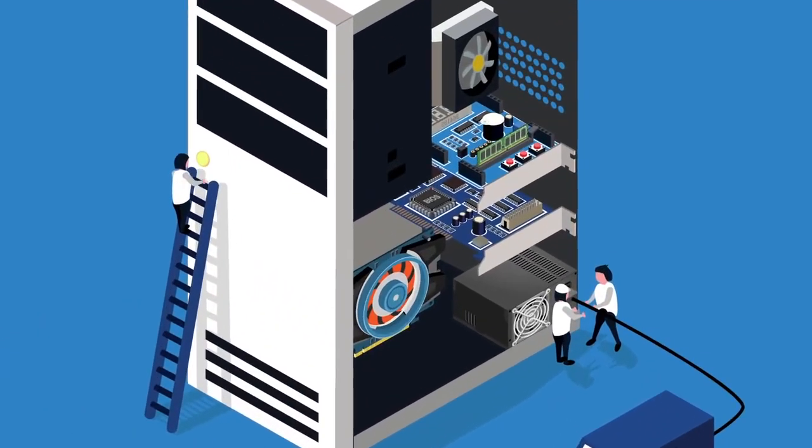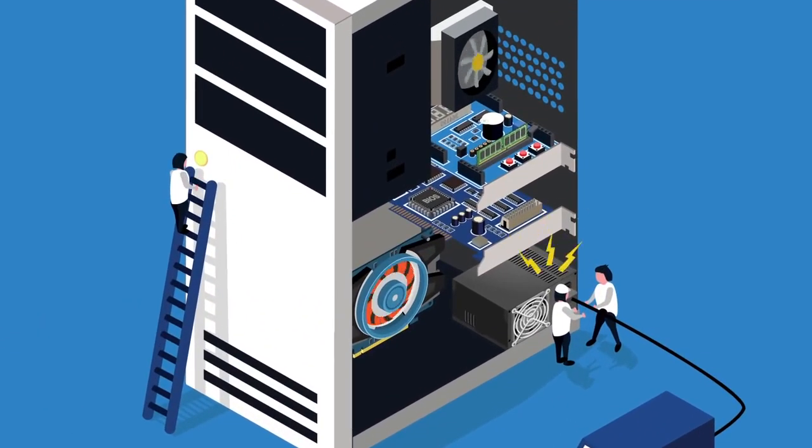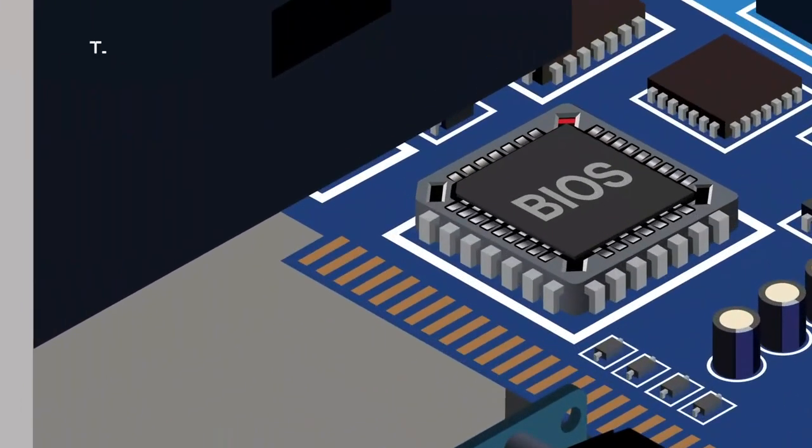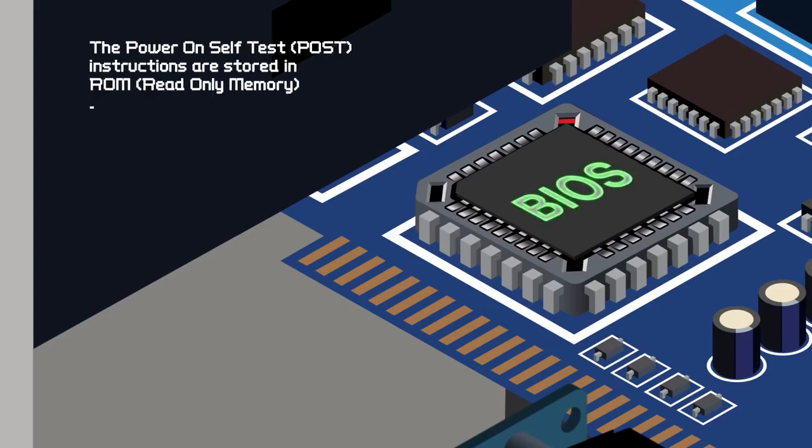When you turn on your computer, the power supply sends power to the motherboard, which in turn activates the boot process. The Power On Self-Test, or POST, instructions are stored in a ROM, a read-only memory chip, as part of the BIOS, or the Basic Input-Output System. The POST runs through a series of tests to make sure everything is working.